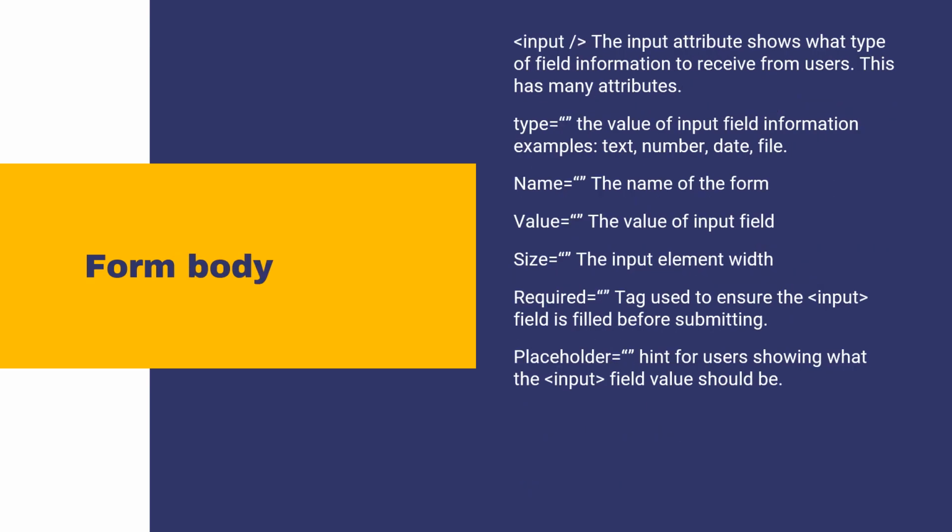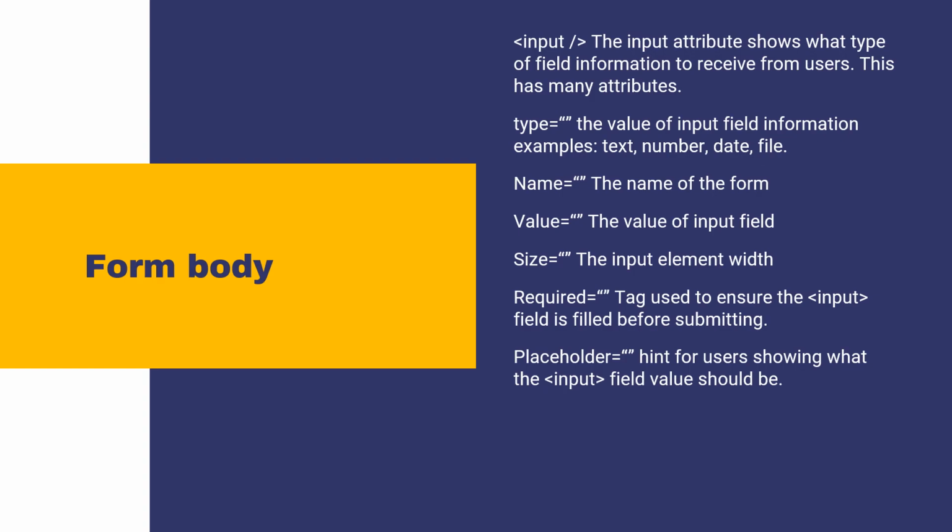So now, after the form header, we have what we call the form body. That's what makes up the form itself. We have the input. The input attribute shows what type of field information to receive from the user. When you say input, you're saying I'm about to receive something from this user. Now the attributes embedded within the input tag tell what kind of input you're about to receive from the user.